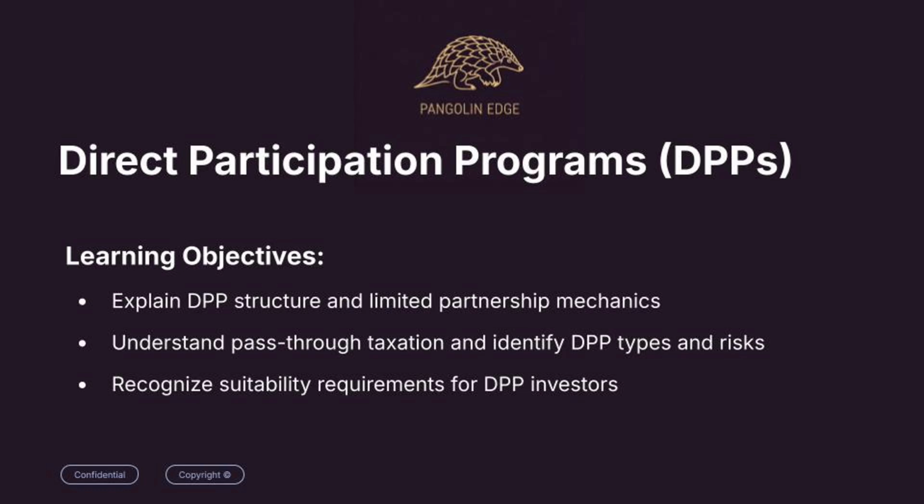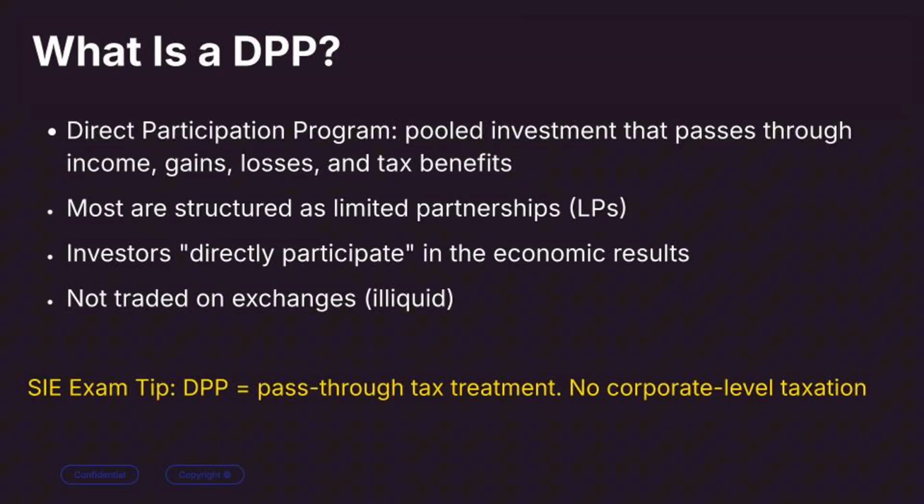In this chapter, we are going to walk through direct participation programs, often shortened to DPPs. These are a unique investment structure that show up in the alternative investments part of the test, and they have a few features that make them stand apart from stocks and bonds. Let us start with the basics.